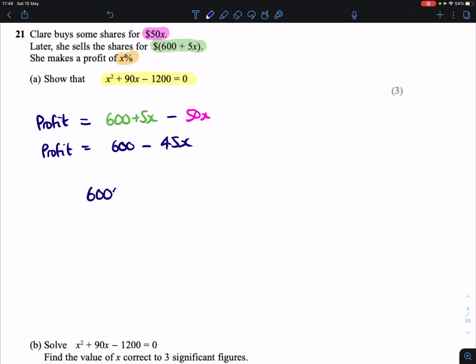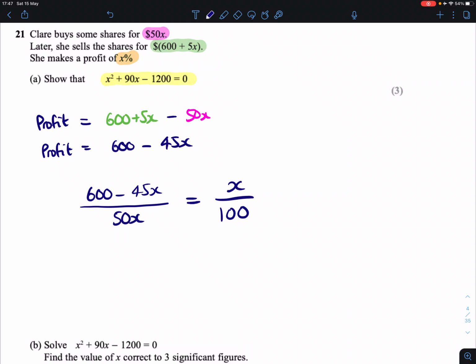Alright. If we're starting to think about it as a percentage, this profit as a percentage would have to be written out of the original amount in terms of a fraction. So 600 minus 45x out of the amount that she paid for it is how you would get the decimal involved in percentages. And that decimal itself will equal x divided by 100, because of the fact that it is x%. Percent literally meaning out of 100. And that is our equation that we then deal with.